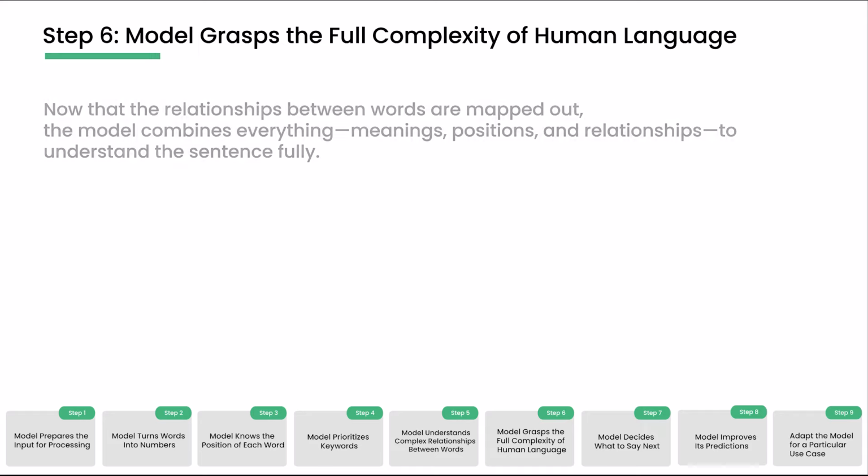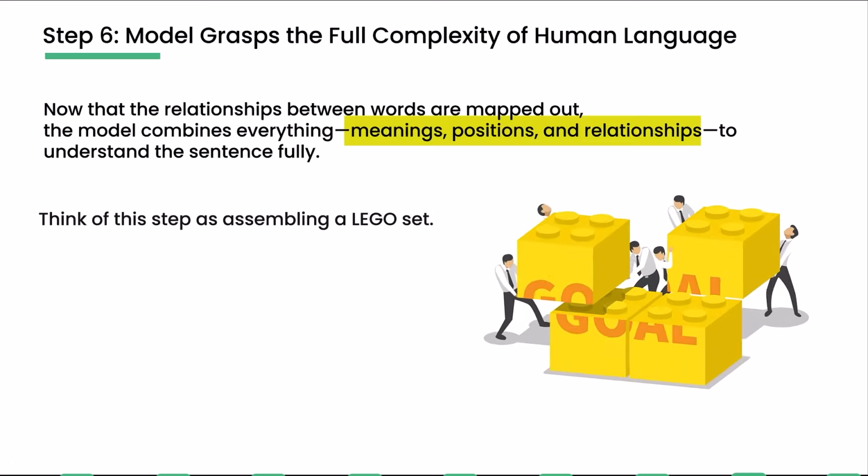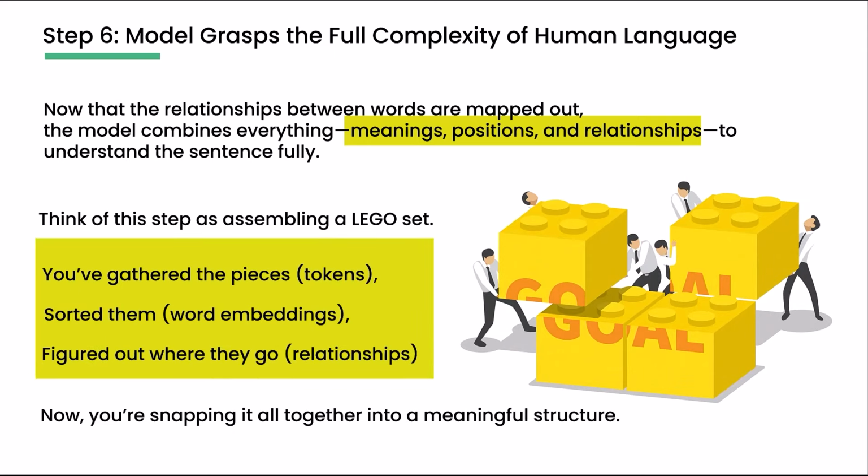Now, the model combines everything, meanings, positions, and relationships, to understand the sentence as a whole. Think of it like assembling a Lego set. The pieces are now snapped together into something meaningful.